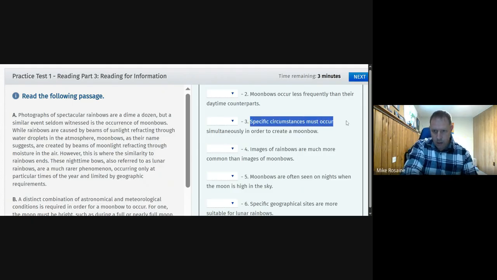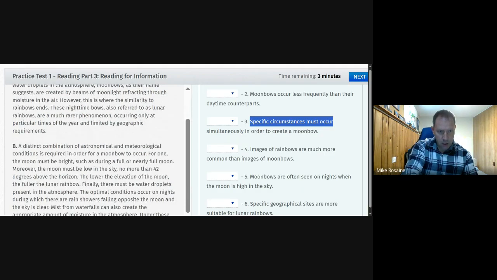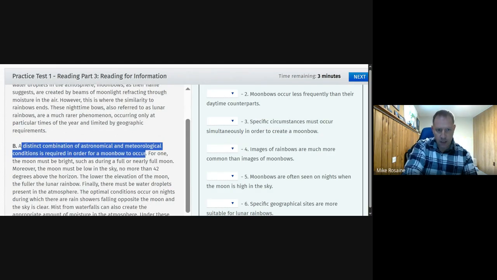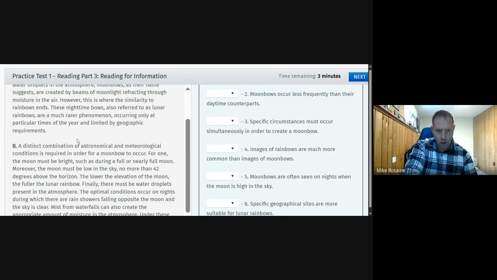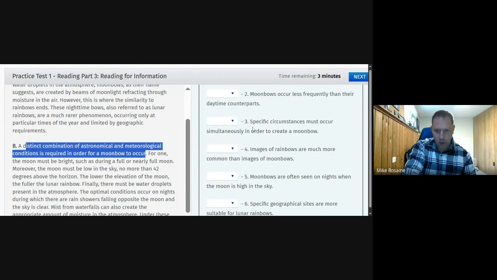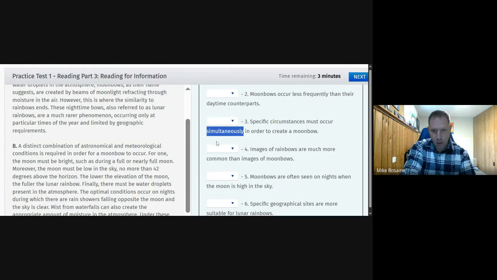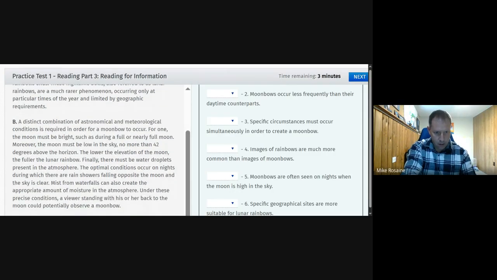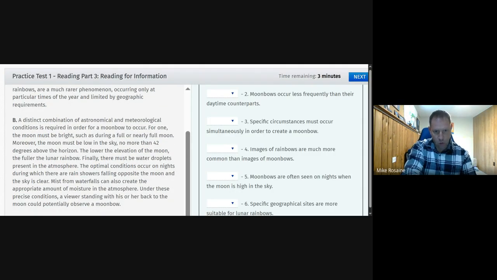Number three, specific circumstances must occur simultaneously in order to create a moonbow. Something to occur sounds like conditions. Wasn't that the first sentence of B? Combination, conditions required to occur. Yes. Now, does it have this word or idea, simultaneously? No, but we can infer that must be true. If you need to have a moon or a bright moon, or it says here full or nearly full moon, together with some rain showers or water in the air, we can assume it's at the same time.